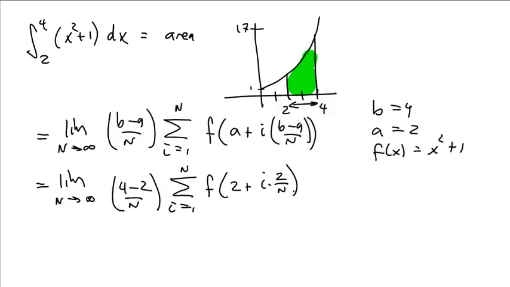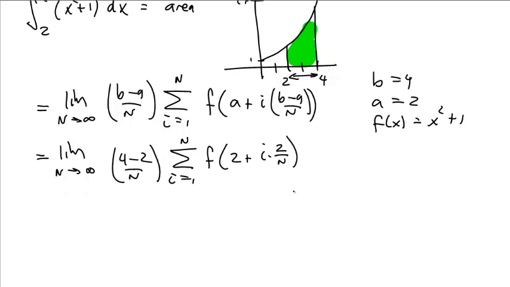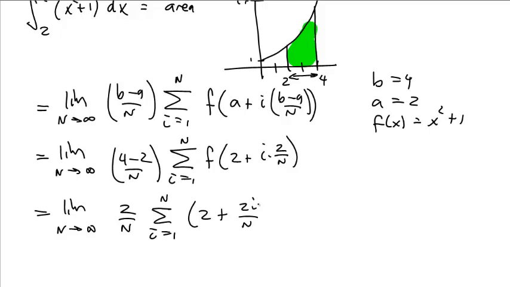And so what happens? We plug this into our function. So we have the limit as n goes to infinity of 2 over n times the summation i equals 1 up to n. We want to square this thing and then add 1 to it. So it's (2 plus 2i over n) squared plus 1.